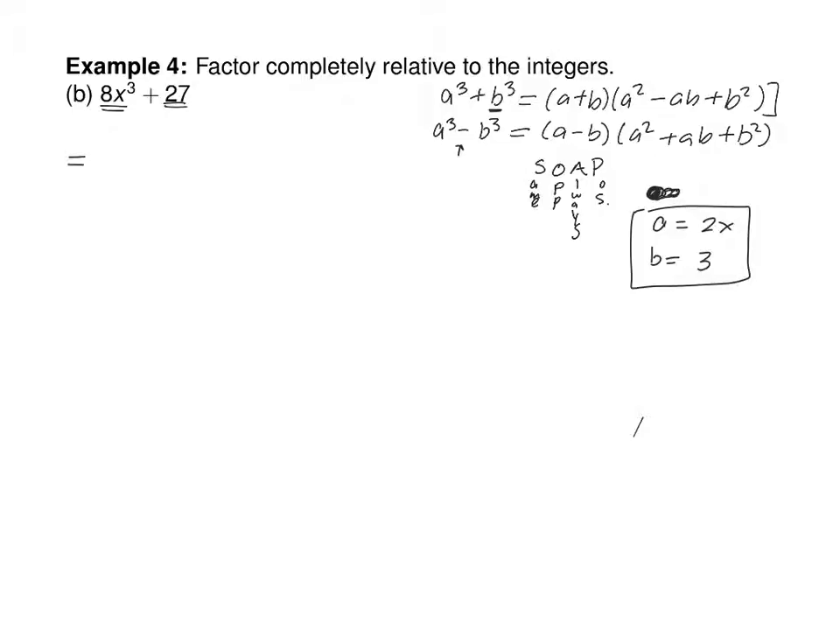So that factors into, okay, so a plus b, so 2x plus 3, times, so what do you get when you square a? 4x squared, minus a times b, so minus, and then plus b squared, which is 9.